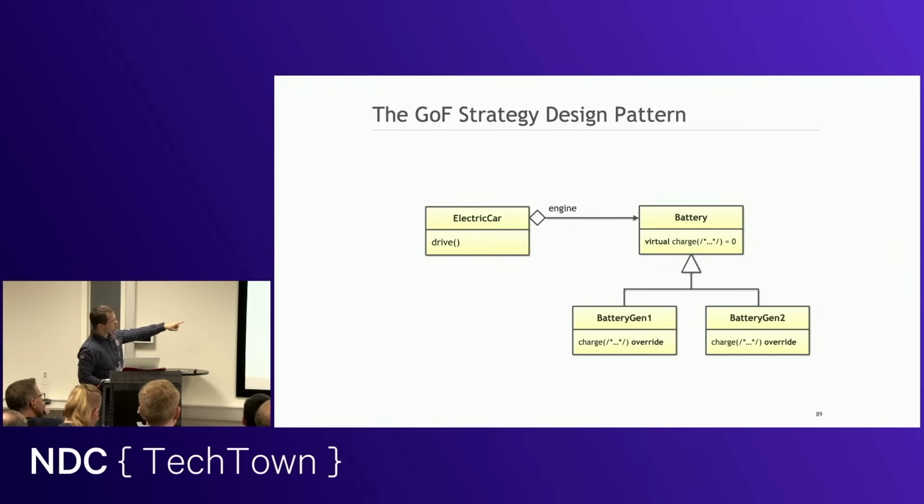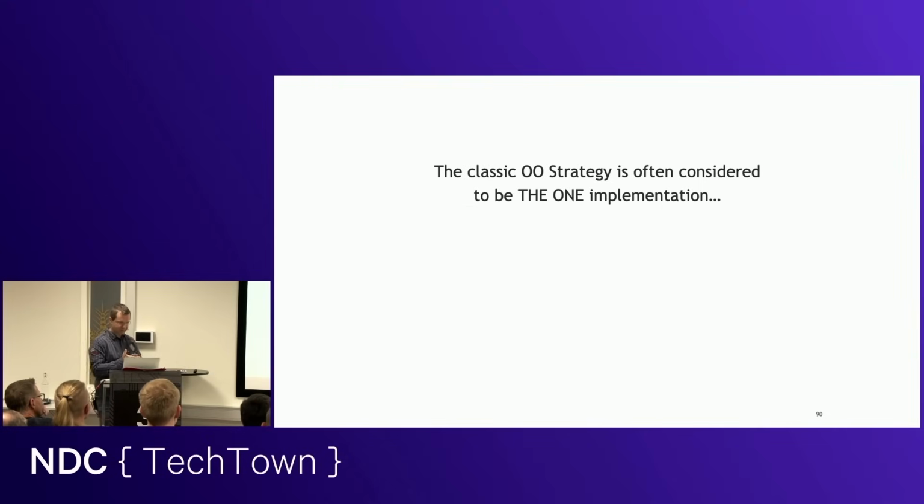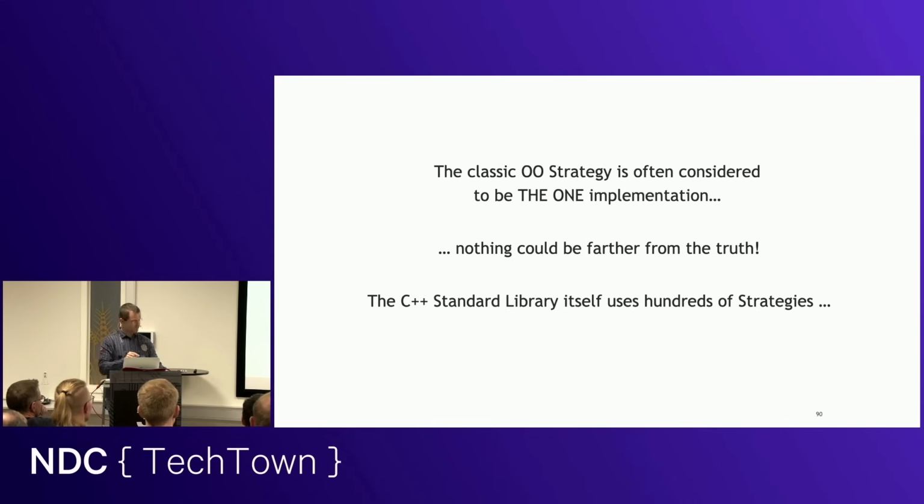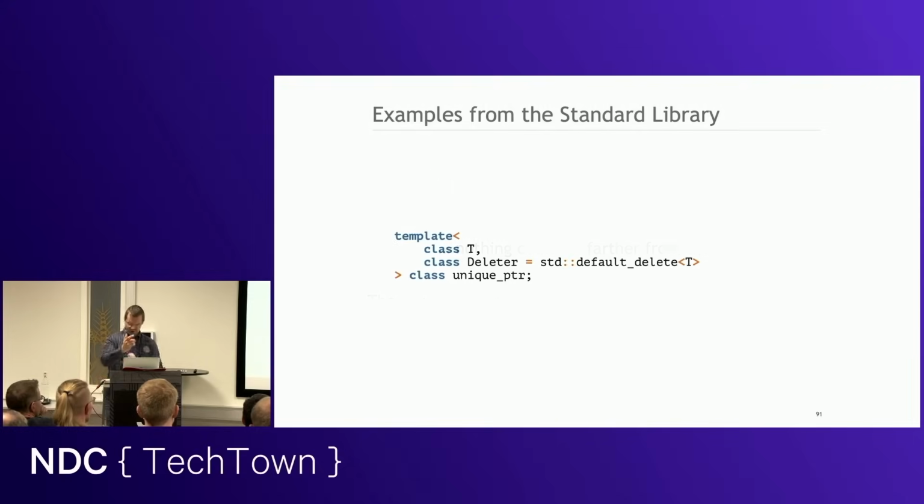So strategy. I just picked on this one because this is something quite useful to talk about. This classic form is often considered to be the one implementation. Strategy is a base class, and we can provide things. Indeed, nothing could be farther from the truth. There are so many different ways to do a strategy. And in fact, the C++ standard library itself uses hundreds of strategies. Indeed, hundreds of them. So, just a few examples.